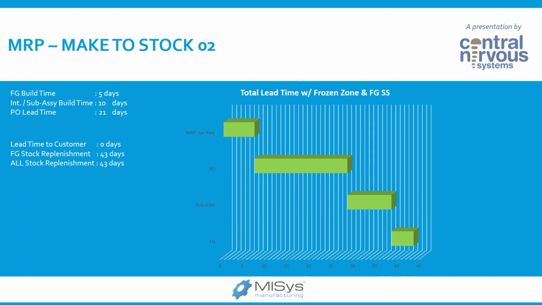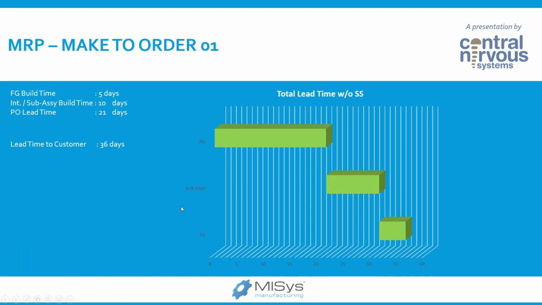Next option is to look at the make to order model. And with the make to order model, we are looking at the same data once again. However, this time an order comes and we want to process it right away because we are going to have no stock of anything. There's no safety stock on any of the items. So immediately we process it. The items need to be purchased and they need to come in. Then we need to build the sub-assemblies, then the finished goods. So before we can ship it to the client, 36 days is going to pass.